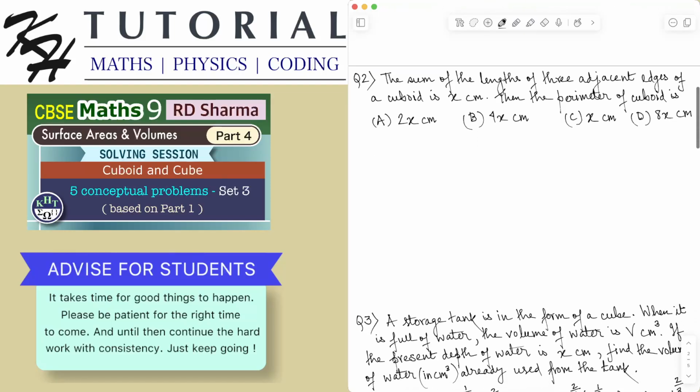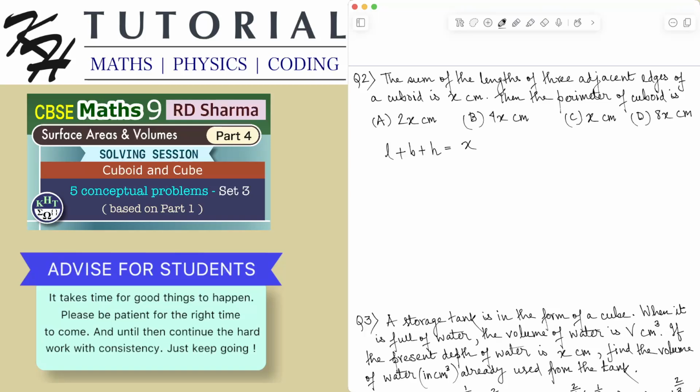Question number 2. The sum of the lengths of 3 adjacent edges of a cuboid is x centimeter. Then the perimeter of cuboid is. Now what are the 3 adjacent edges of a cuboid? The length, breadth and height, they are the adjacent. If you consider any 3 adjacent edges of a cuboid, they will be the length, breadth and height. So basically it is given l plus b plus h is equal to x.